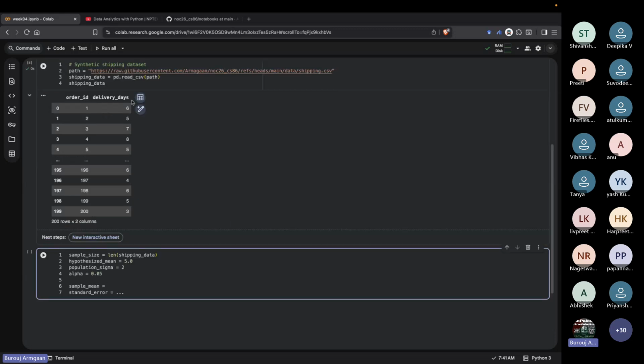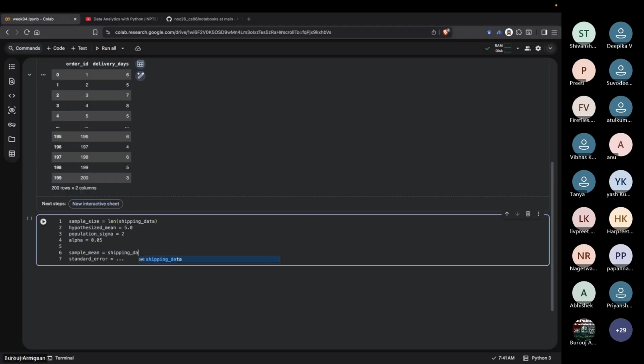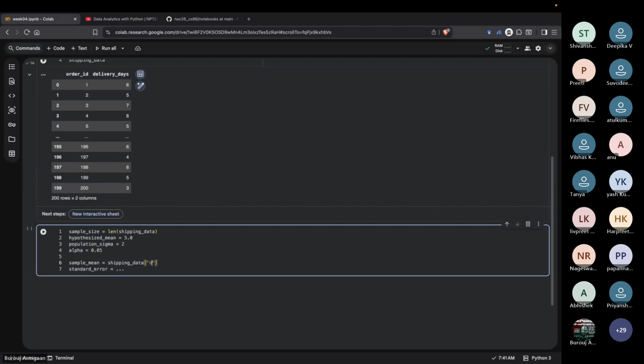The sample mean would be the mean of this thing. So we can write shipping data delivery days dot mean. So this is a sample mean. For the standard error, the formula is that you take your population sigma, because that is known, and you divide it by the square root of your sample size. Okay, so this is the basic information that we will work with.